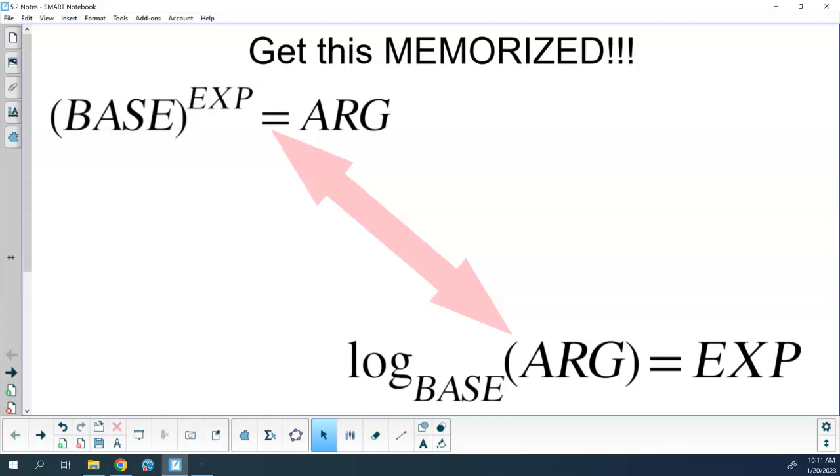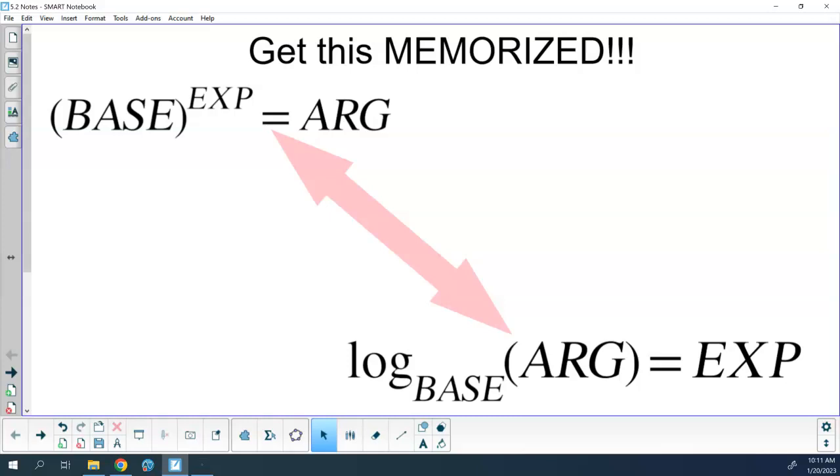Okay? So if we have in exponential form, that's the upper one. The upper one is exponential form. So we'll have a base, and we'll know it's the base because it will have the exponent attached to it. And that's going to equal some argument. Then if it's an exponential equation and we need to solve it, we're going to manipulate it a little bit, get it to look like this, and then put it in log form.